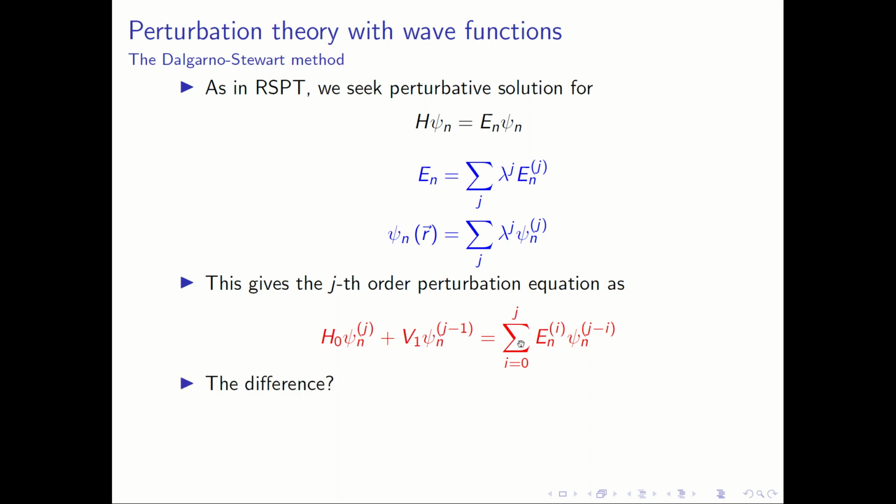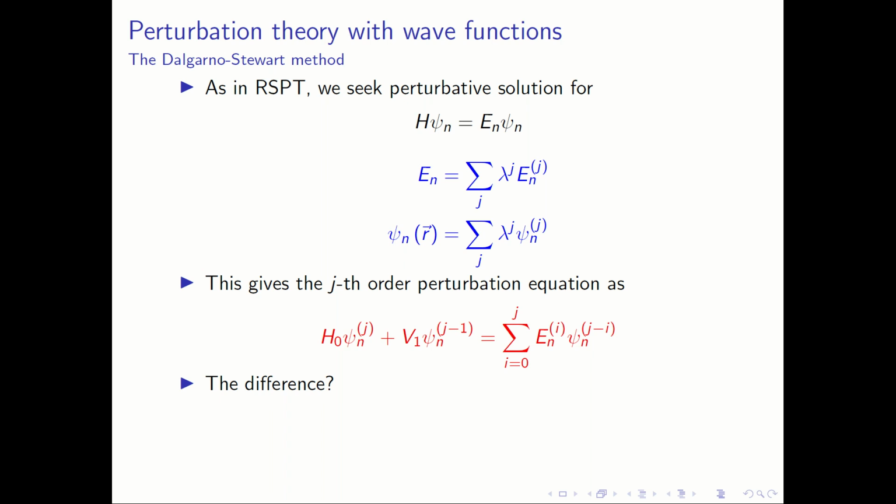So far everything is very much like the RSPT, the Rayleigh-Schrodinger perturbation theory. What is the difference? Well, in the Rayleigh-Schrodinger perturbation theory, to proceed further, what we do is take overlaps with the nth order wave functions, the unperturbed wave functions, and from that try to find out various corrections to the wave function and so on.